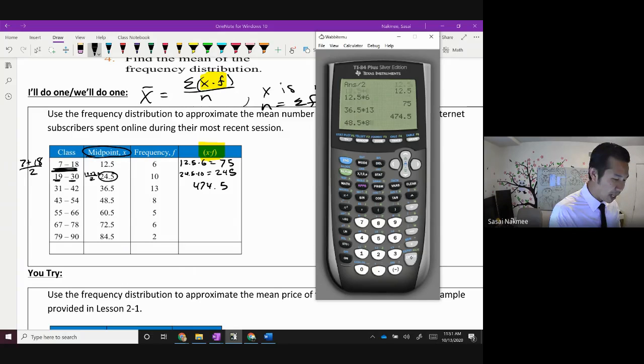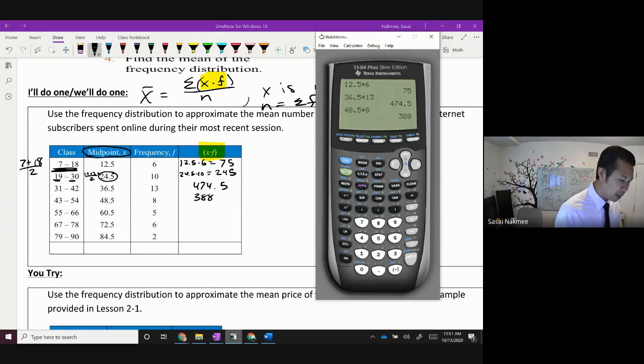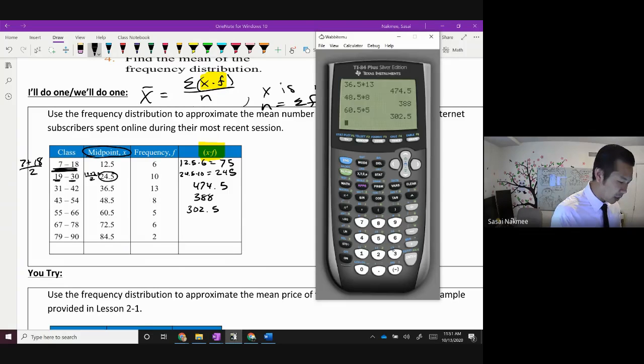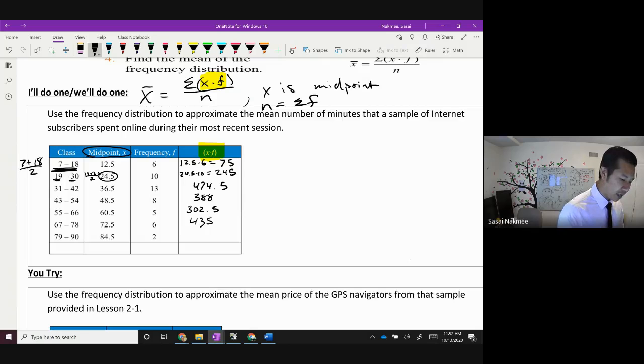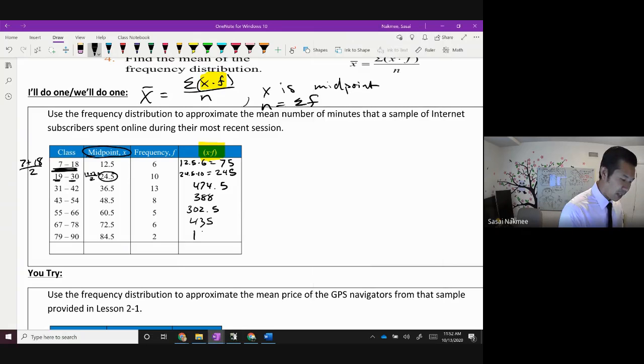So 48.5 times 8, that's going to give me 388 for that one. We'll do the next one, which is 60.5 times 5, which is going to give me 302.5. And then we're going to keep going here. The next one after that is 72.5 times 6, which is 435. And last but not least, 84.5 times 2, and that gives me 169.